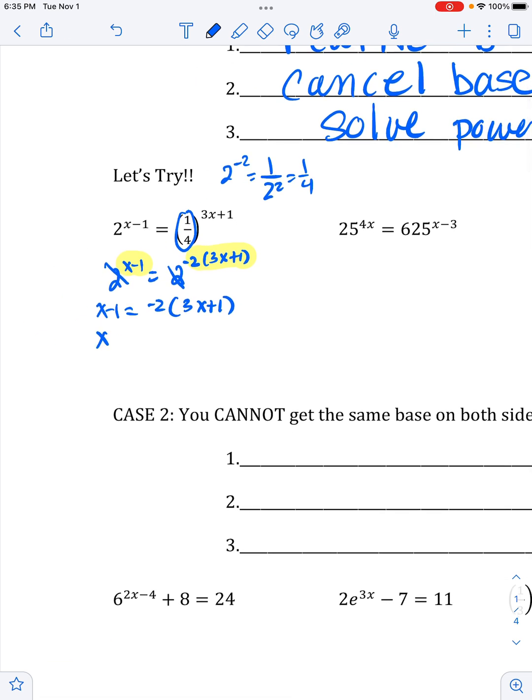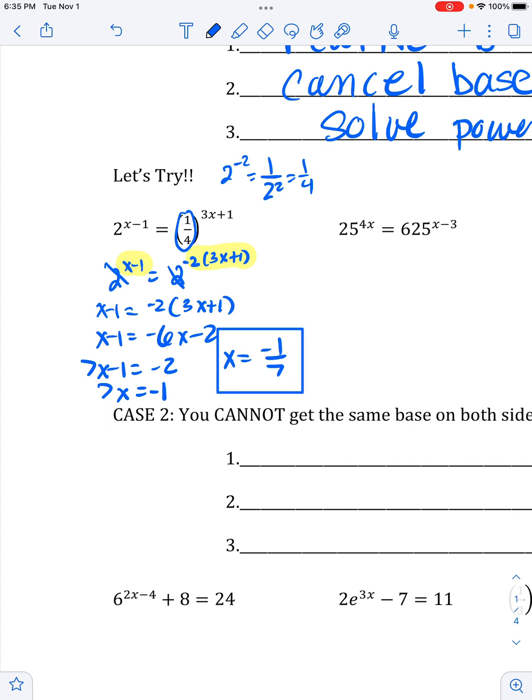So now you go back to Algebra 1, you're going to distribute your negative 2, you're going to move the negative 6 over by adding it. You're going to move the 1 over by adding it, and you're going to divide, and you're going to get negative 1/7, which feels like the wrong answer, but it's not. And if you had a calculator, you'd be able to plug it in and check. So you're good to go there.